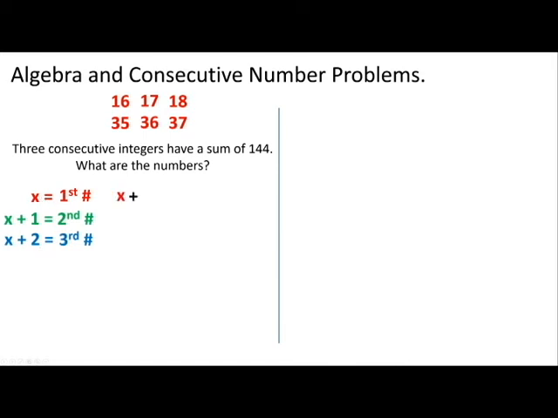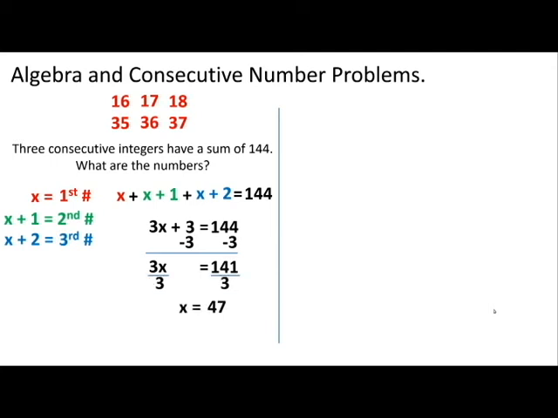I have an original plus the second number plus the third number, and it has to equal 144. I'm going to use the skills we learned in our last unit and simplify this to 3x, and 3x is 144. A little property of equality, and then divide both sides by 3. I get that the first number is 47.